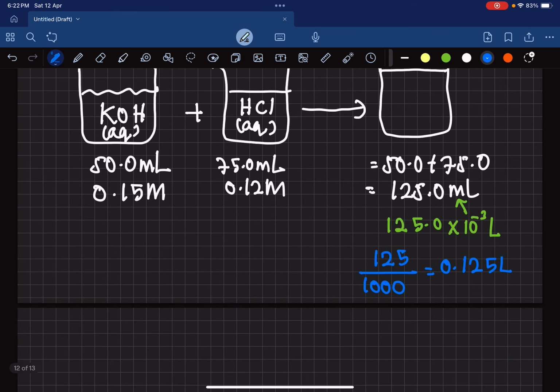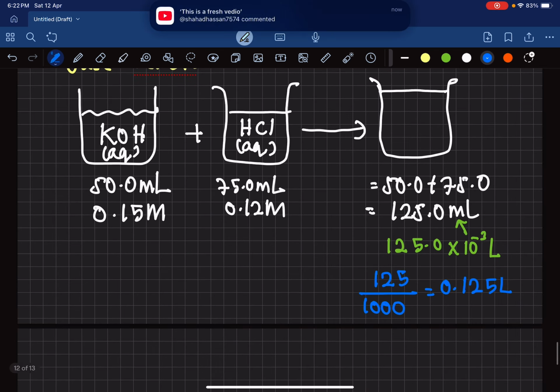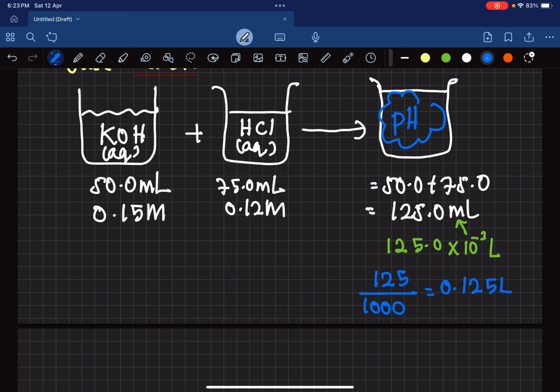So we take 50 ml of potassium hydroxide at 0.15 molar, and we mix it together with 75 ml of 0.12 molar hydrochloric acid. So what we want to find out is the pH of this resulting solution. What is the pH of this?